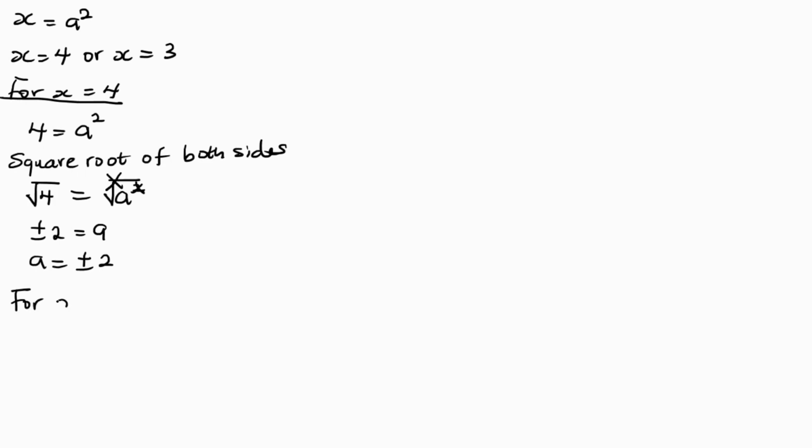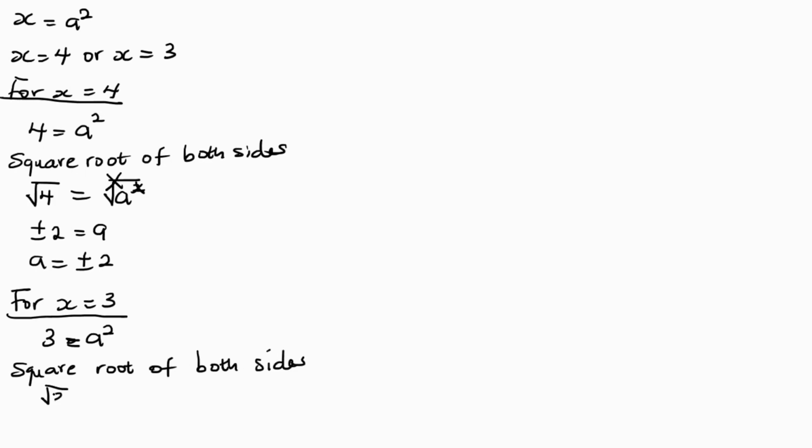Now for x equals 3, we have that 3 is equal to a squared, right? Now what we want to do is to take the square root of both sides. So we have root 3 is equal to the root of a squared, and this cancels out this, and we have that a is equal to root 3. So we have been able to get the values for a.